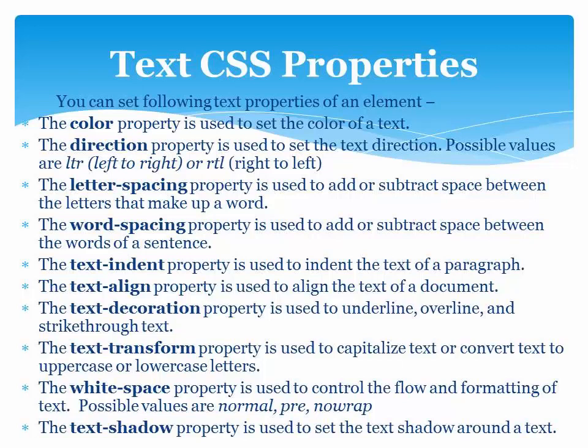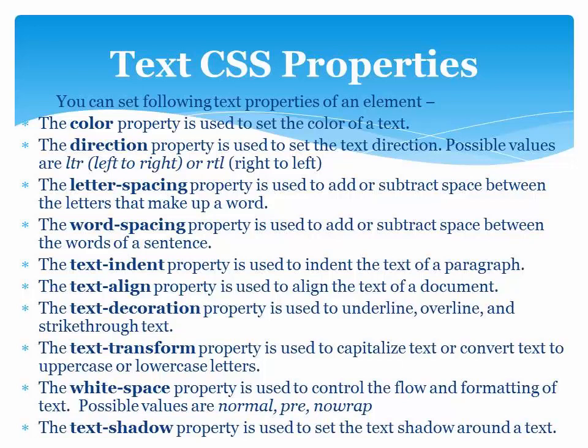Here CSS provides a lot of properties for formatting your text. The first one is the color property, which is used to set the color of the text. Then the direction property is used to set the text direction, from left to right or right to left. Then the letter spacing property is used to add or subtract space between letters, so it decides the spacing between letters. The word spacing property is used to add or subtract space between the words of a sentence. It decides the spacing of the words inside a sentence.